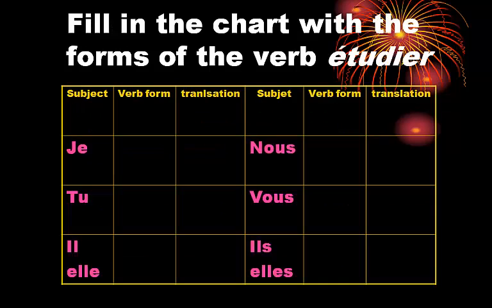Okay, just to make sure that you understand the way of conjugating a regular ER verb, I want you to complete this verb chart with the verb étudier in your notes. So you'll remember étudier means to study. So go through and figure out how to say I study, you study, and fill out the rest of this chart, find the stem, and add the appropriate endings.